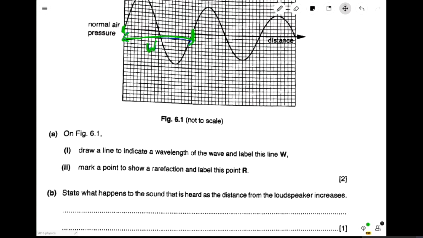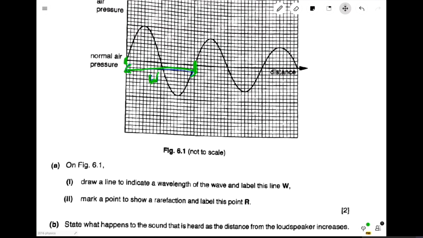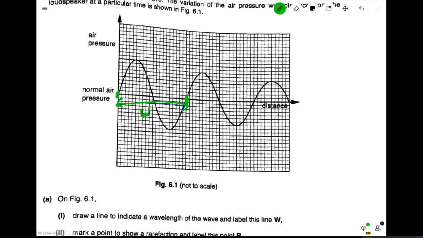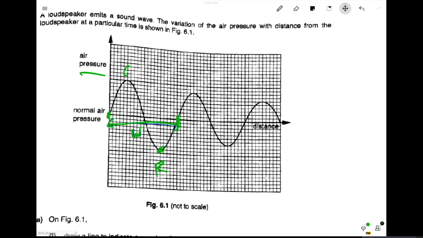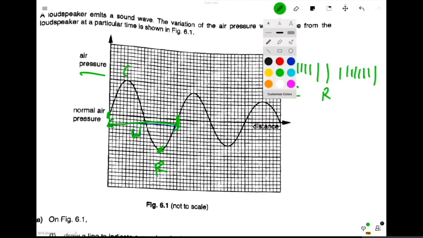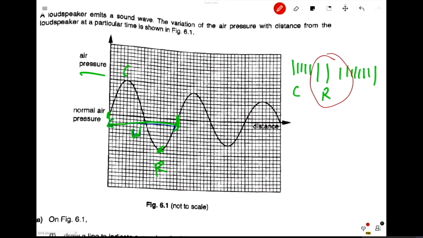Next, we are supposed to mark where is the rarefaction. Air pressure is very high here, so you see this is high air pressure. So this must be compression, and the rarefaction is here. If it's higher air pressure, this is compression. If it's low air pressure, it's the opposite, it's rarefaction. It's not compressed. The gas particles are not compressed, you see here? Not compressed, so less air pressure.